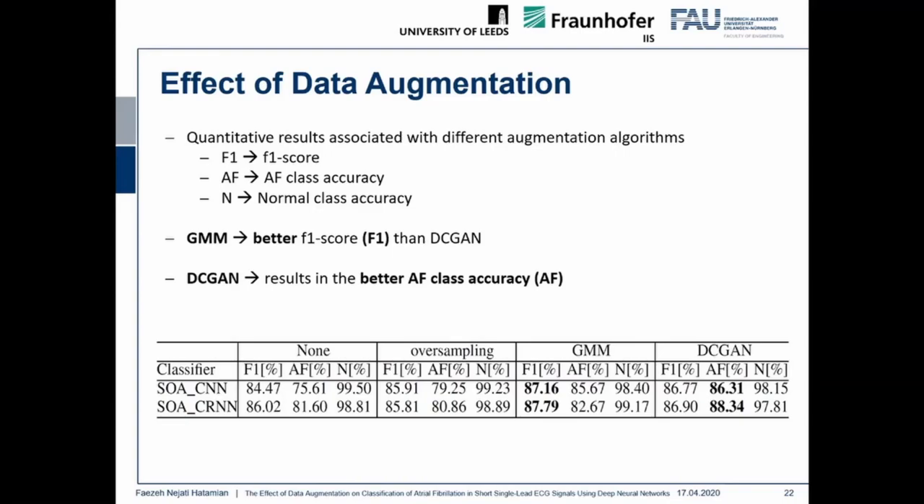As we can see, GMM gives us a better F1 score than DCGAN. However, DCGAN results in a better AF class accuracy. It can be observed that using data augmentation always outperforms no augmentation with respect to F1 score. Another interesting observation was that in the majority of cases, applying augmentation on the AF class resulted in an improvement in both the AF accuracy and the total F1 score.